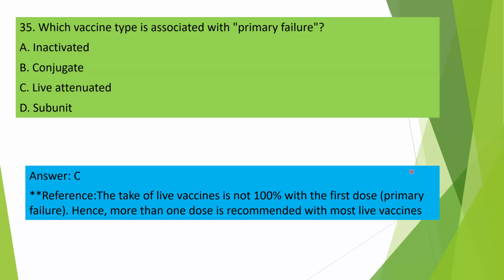The take of live vaccine is not 100% with the first dose. Primary failure, hence more than one dose is recommended with most live vaccines. Let me tell you one thing. Actually, the live vaccines don't require boosters because they keep on multiplying, so they produce a primary and a secondary immune response. Now, for example, measles. Why are you giving the booster dose? You're giving it at 9 months. We have already said that live viral vaccines are exclusively sensitive to maternal antibodies, more than the bacterial vaccines. That's why we are not giving measles up to 9 months. Even at 9 months, they are not giving in Western countries. They are given at 1 year. Some places give at 15 months. But in India, many children develop measles in the first year itself, and they develop severe measles. Therefore, for that reason, we are giving it at 9 months. But we give another dose at 15 months.